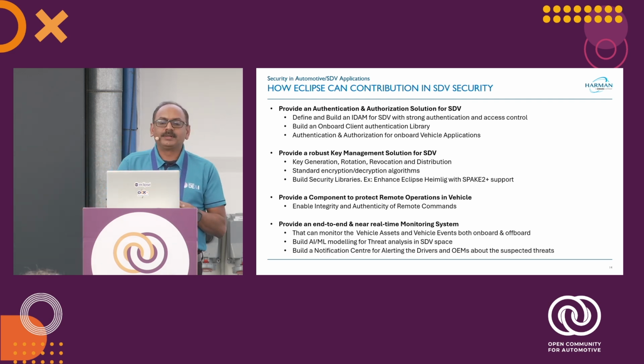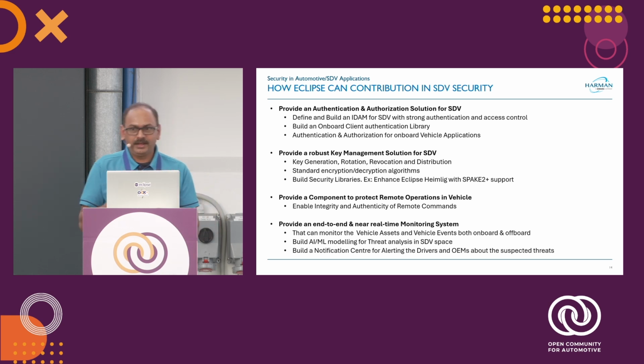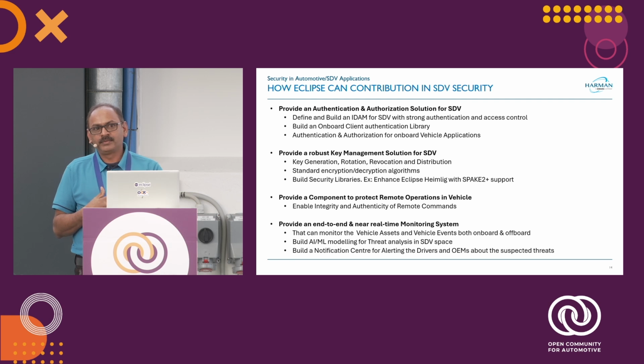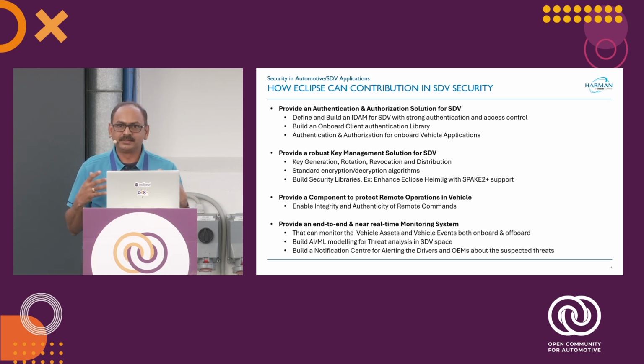And the last point is that we need a kind of monitoring system that will enable end-to-end near real-time vehicle events. Not only the vehicle events. For example, this monitoring system should provide some kind of vehicle asset management, as well as allow us to understand all these vehicle events from onboard as well as offboard. And then we need to build some kind of AI modeling around this SDV space, and understand how this can lead to threats. And then we need to integrate with some kind of notification center, so that it can notify the users as well as the OEMs with the right information.